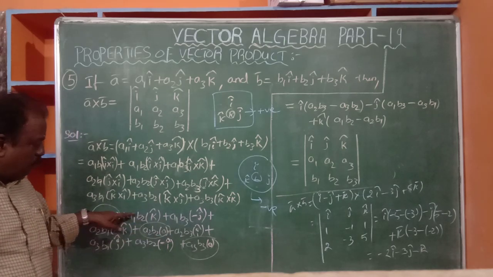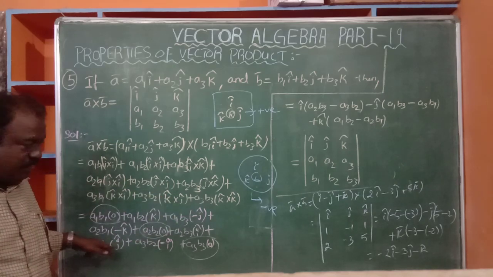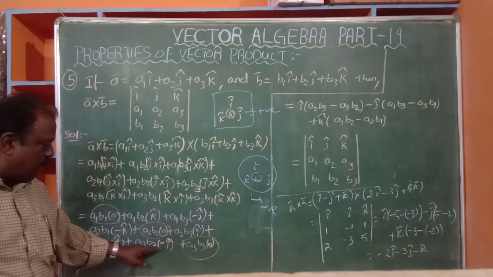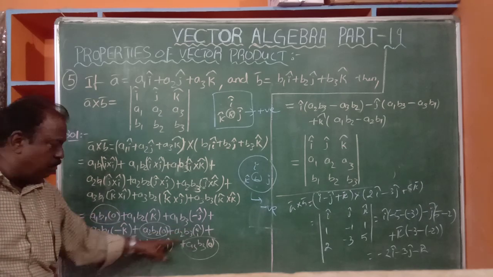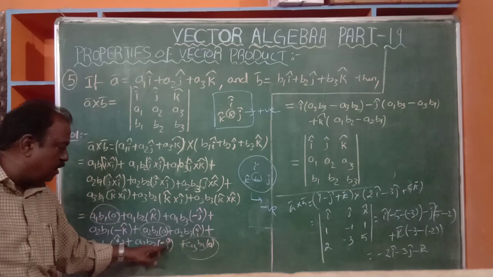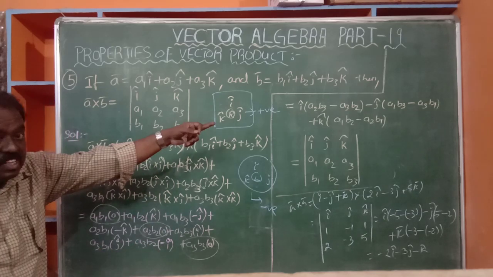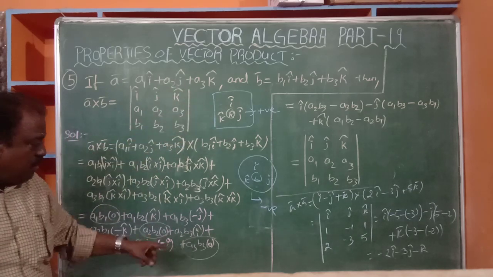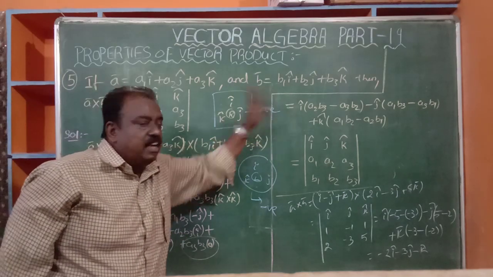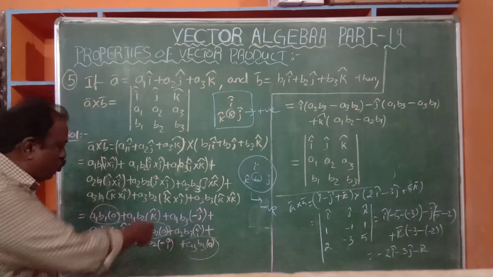But here 2 times K is there, 2 times I is there, 2 times J is there. I take a common. First, I want to take I as common because 2 terms are related with I. If you take I as common, A2 B3 minus, here minus is there, minus A3 B2. You see there, I of A2 B3 minus A3 B2. Okay?